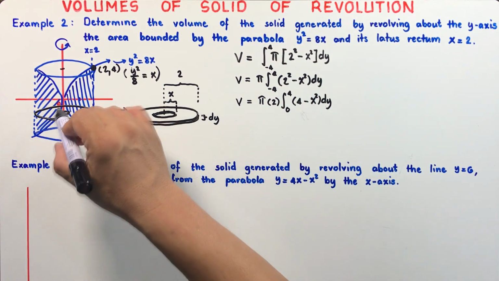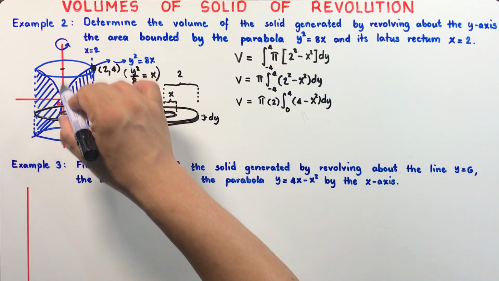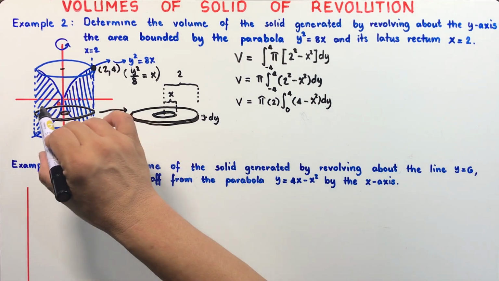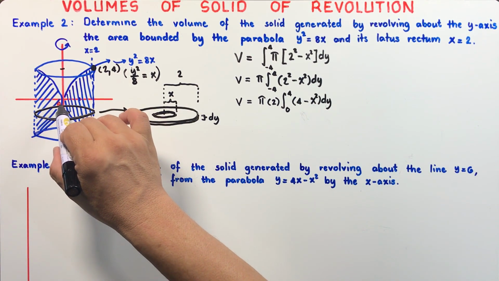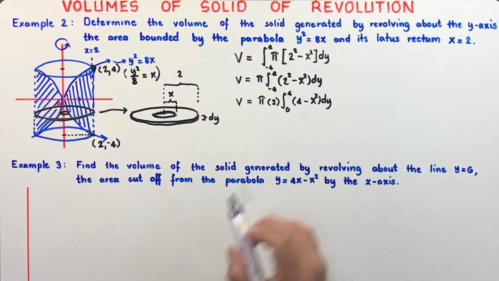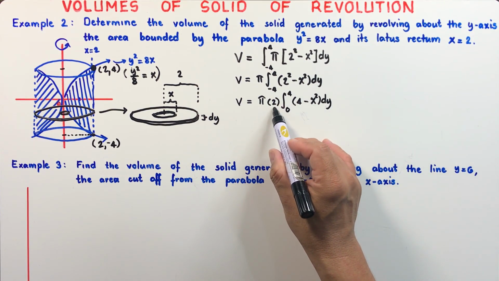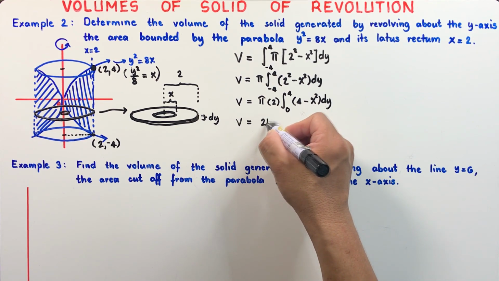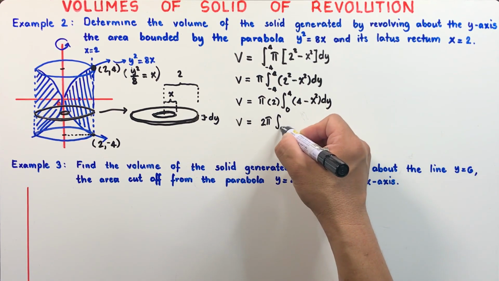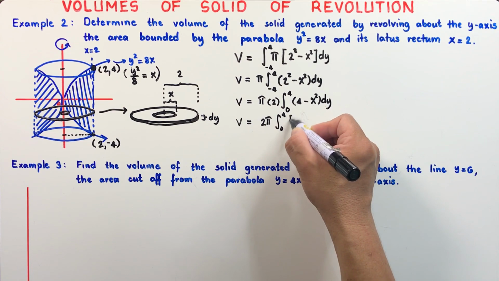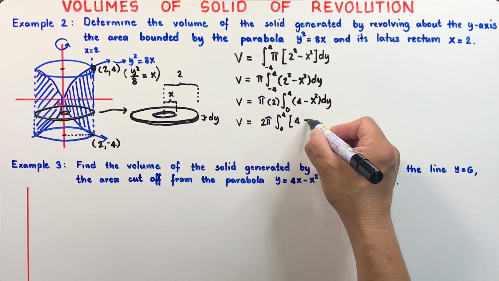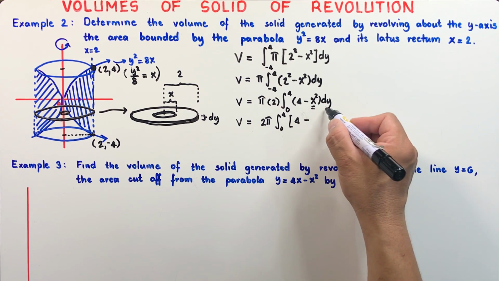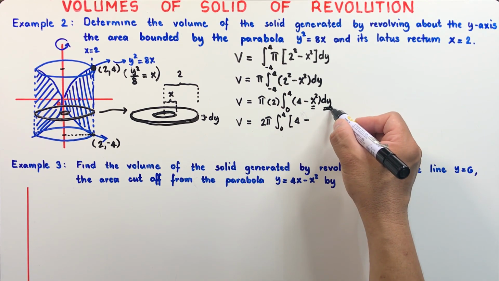Since the volume above the x-axis is just the same as the volume below the x-axis, we just integrate the slices from 0 to 4 and then multiply it by 2. So we have volume equal to 2 pi times the integral from 0 to 4 of 4 minus x, but we need to change this x because our variable of integration is y.